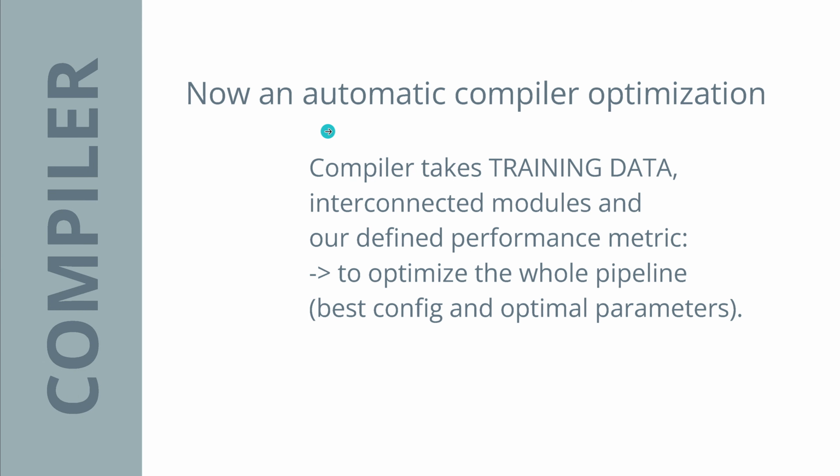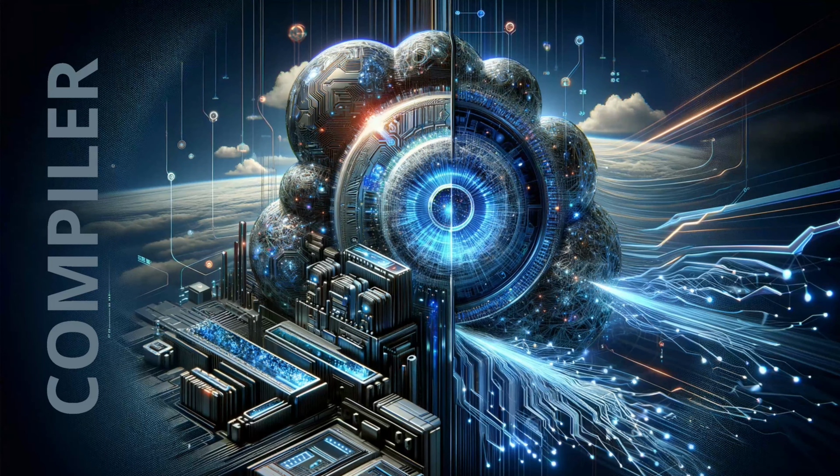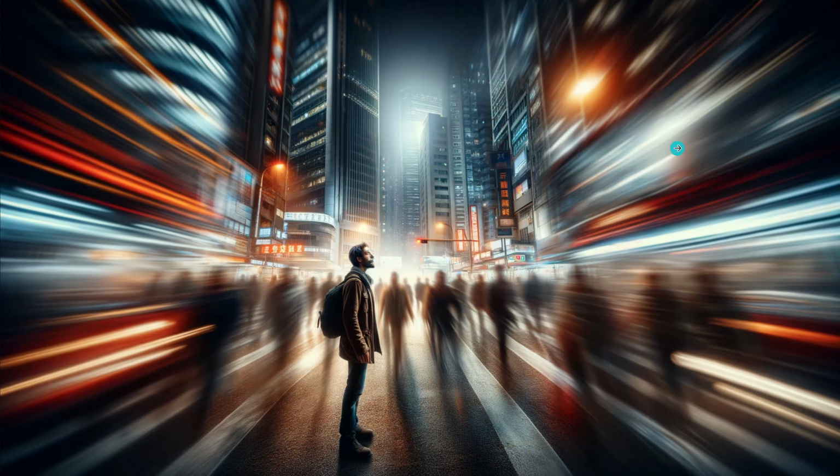We need a compiler function, as I showed you in LangGraph, but now we want some automatic compiler optimization where a compiler takes the training data, the interconnected modules, our nodes, and our defined performance metric. The simplest metric you can think of is accuracy. And then you want that the system starts to self-optimize the whole pipeline. This means it chooses the best configuration of node edges and everything else, and the optimal parameters of our subsystems that are connected with this intelligent pipeline. And yes, the compiler will be beautiful, and I know that you are looking forward to this, but you might say, hey, wait a second.